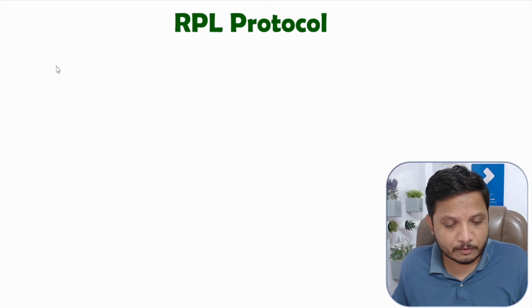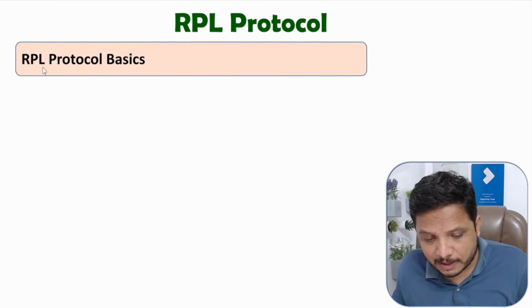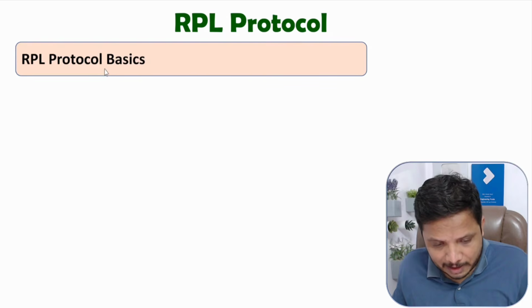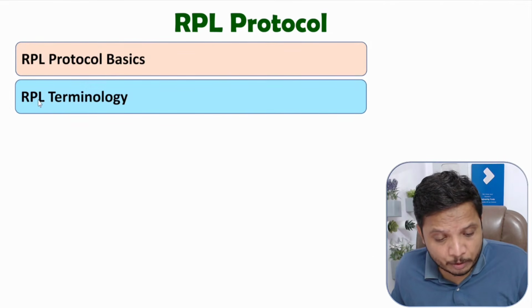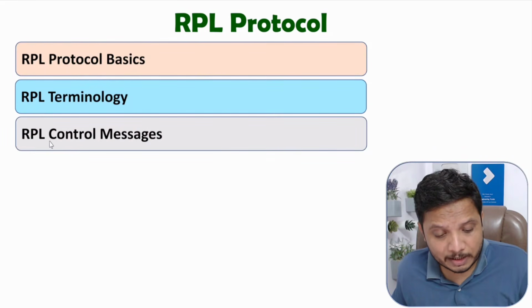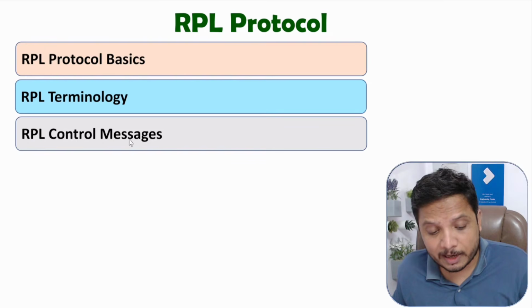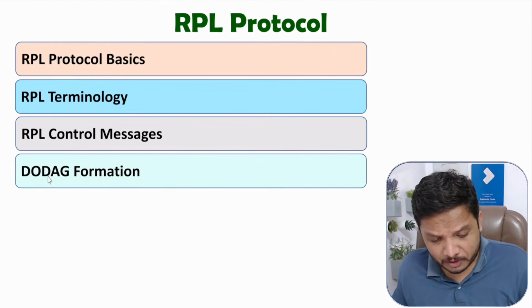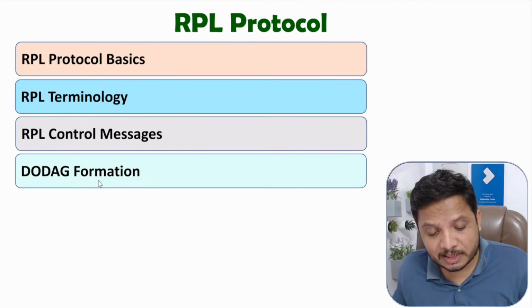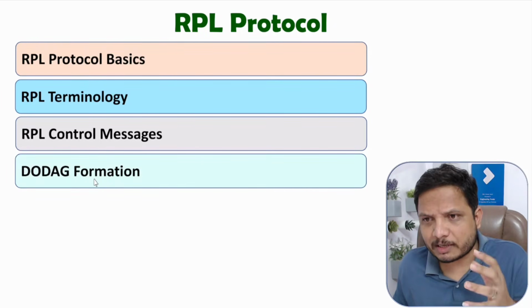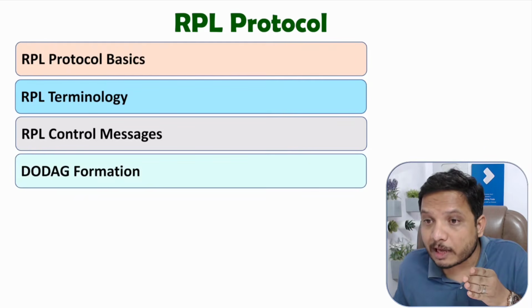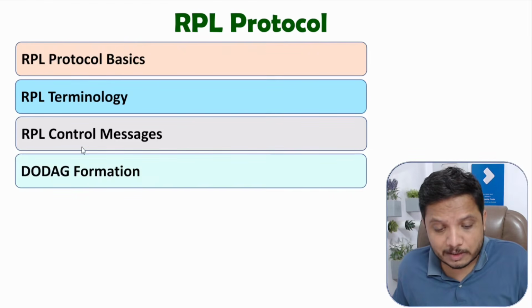In this video, first of all, I'll explain the basics of the RPL protocol. Then I'll explain the terminologies used in the RPL protocol. After that, I'll explain how control messages are forwarded in the RPL protocol, and at last, I'll explain how DODAG formation is done. With the use of DODAG formation, we are providing routing of data. So in this video, I'll be covering all 4 points.